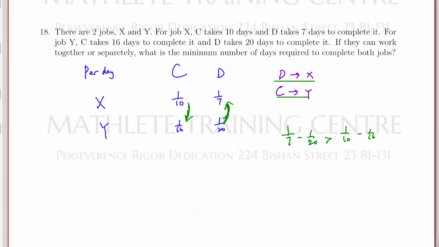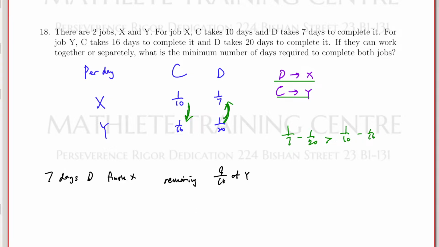So firstly it takes 7 days for D to finish X. Then C has finished 7 over 16 of Y, so in that case the remaining is 9 over 16 of Y. Remaining 9 over 16 of Y, how long does it take? Well, we can ask ourselves.